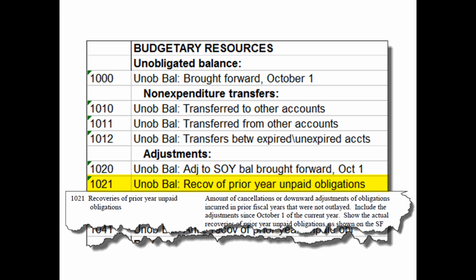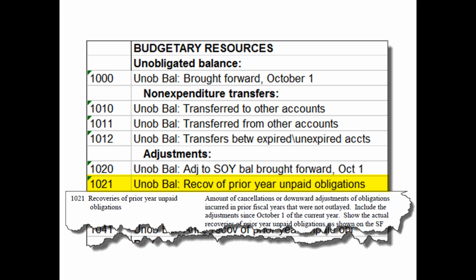Entries on this line in these types of accounts occur quite often. After the fiscal year begins, it's frequently discovered that an obligation made in a prior year has been deobligated, that is, canceled, because the order was not filled or the work was not completed. When this occurs, these amounts are reflected on line 1021 and become an available budgetary resource.